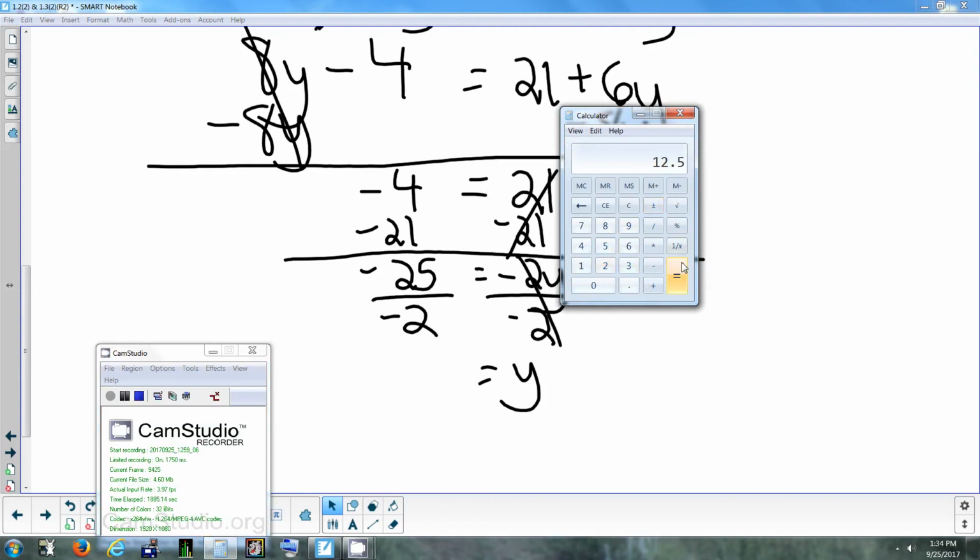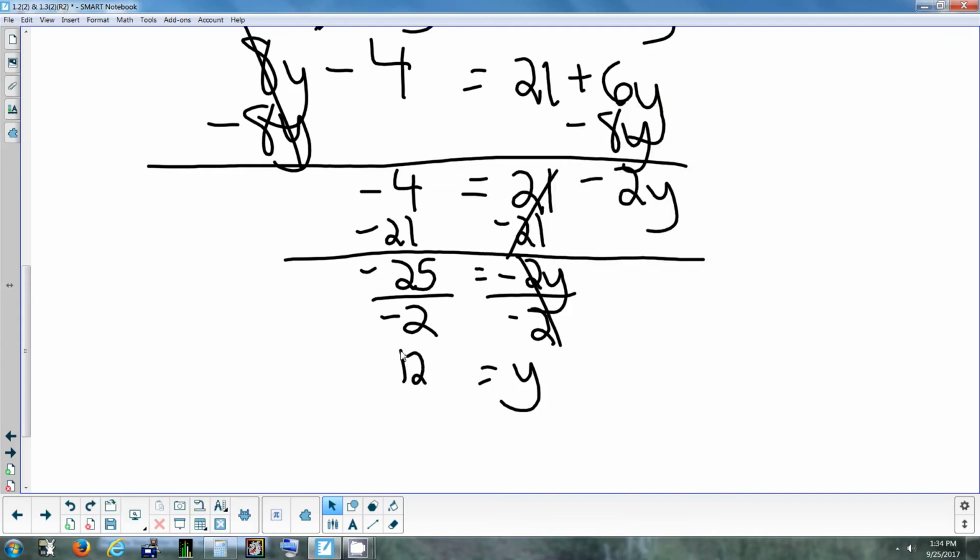So in this case, guys, we didn't get a nice whole number as an answer. We got 12.5. That's our final answer. Most of the time, guys, it's going to work out where you're going to get a whole number as your answer, but every once in a while, you might get a decimal. All right, so that one we had parentheses on both sides. Let's look at the next one.